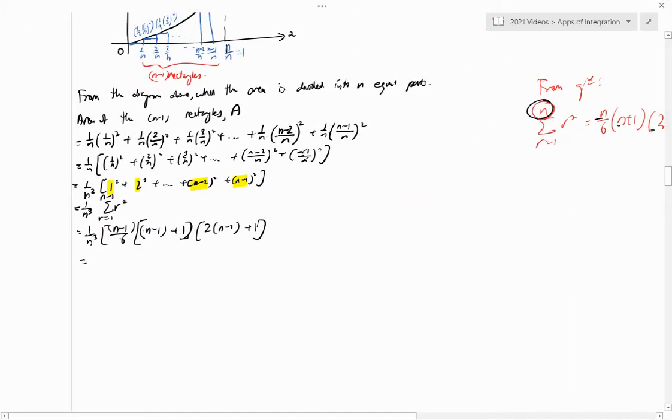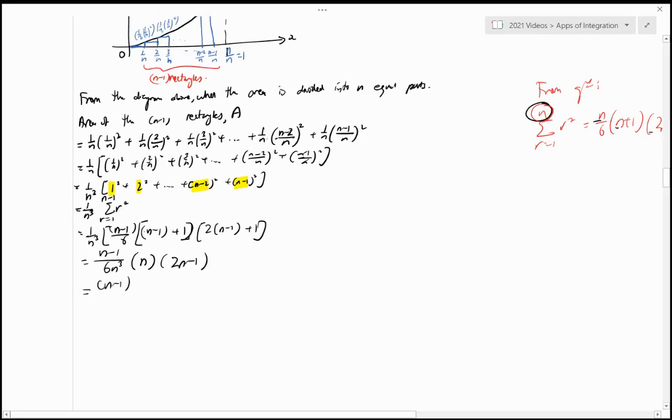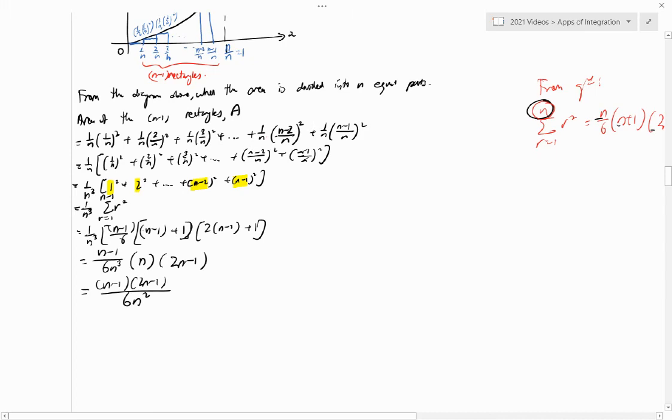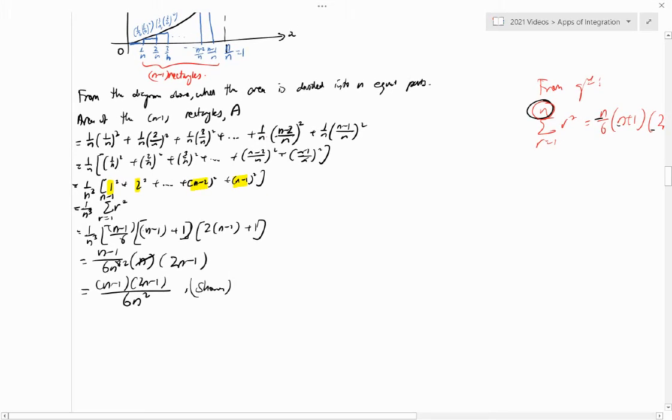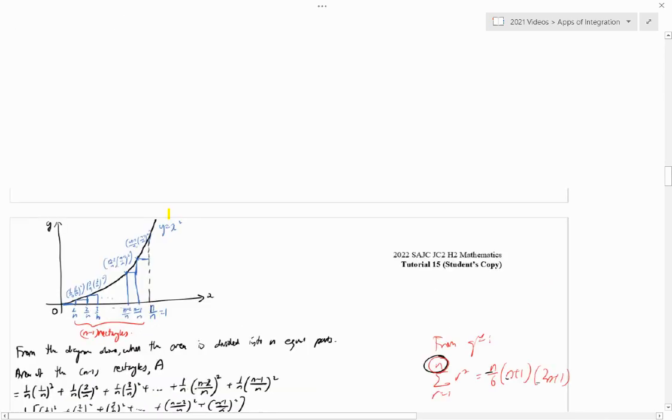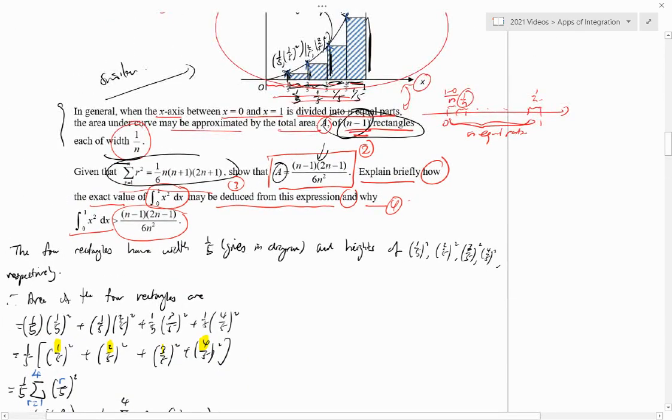So this becomes n minus 1 over 6n cubed. The second term becomes n. The last one is 2n minus 1. So this is n minus 1 times 2n minus 1 over 6n squared, because this will cancel with this. All right, shown. So we have shown the area of the n minus 1 rectangles. So I've done requirement 2.